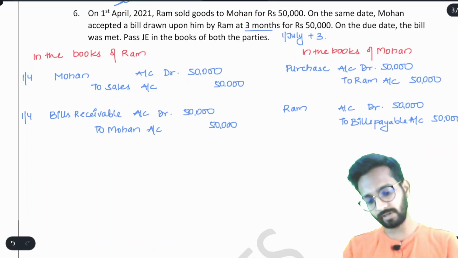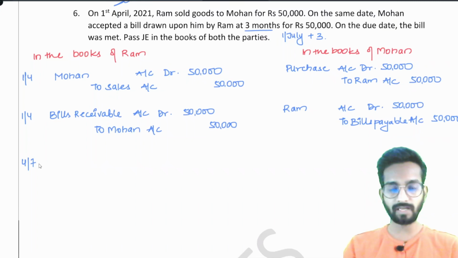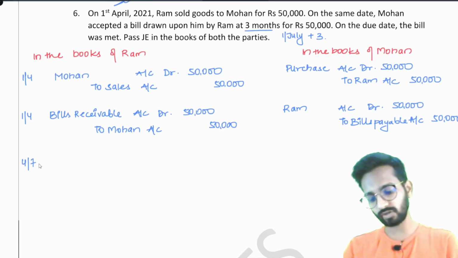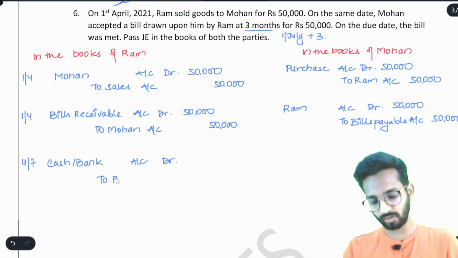Now the due date is 1st July plus 3 days, it means 4th July. What has happened? The bill was met. When the bill is met, what does it mean? He gave that bill and Mohan gave him cash. So bills receivable will be over and Ram will get the cash, or you can say bank. So we can write here cash or bank, anything, account debit to what is gone on the due date.